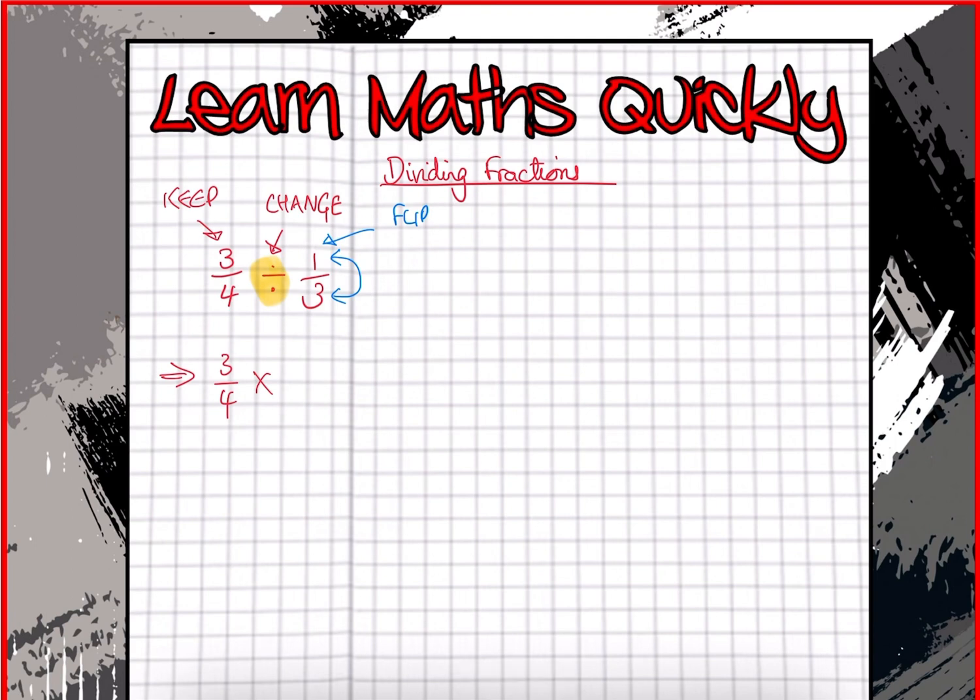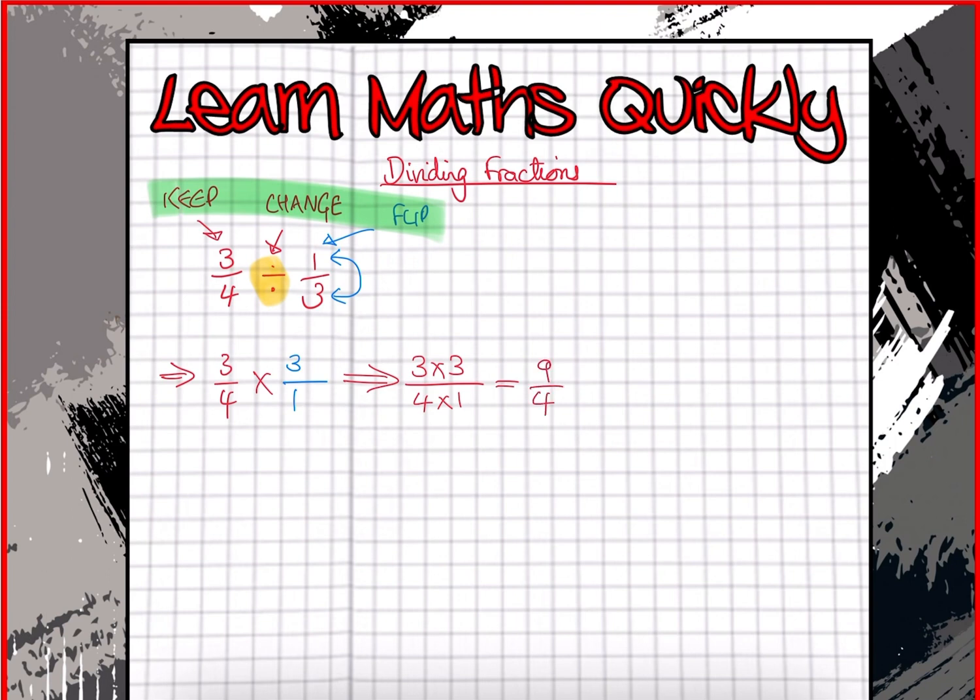So to flip the 1/3 upside down, the denominator becomes the numerator, which is 3, and the numerator becomes the denominator, which is 1. So keep, change, flip is the most important thing that you'll take from this lesson. So now it's just the same as multiplying fractions. And to multiply fractions, you multiply the numerator by the numerator, so 3 times 3 on the top, and the denominator by the denominator, so 4 times 1 on the bottom, which makes 9/4.